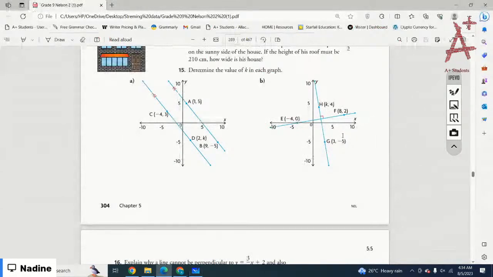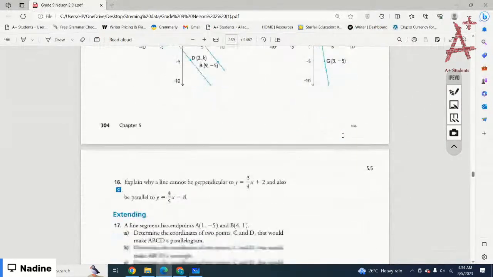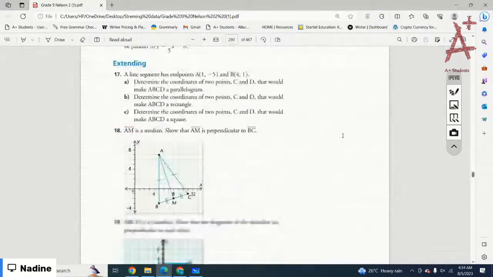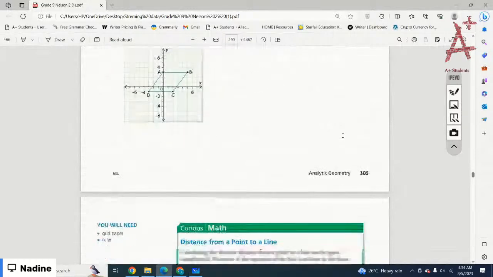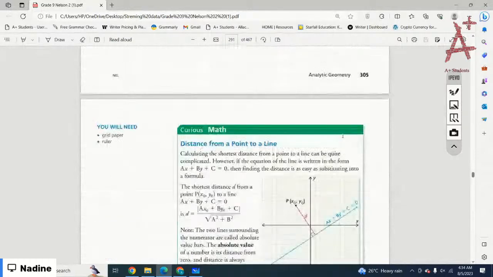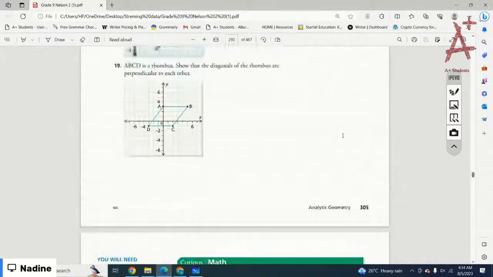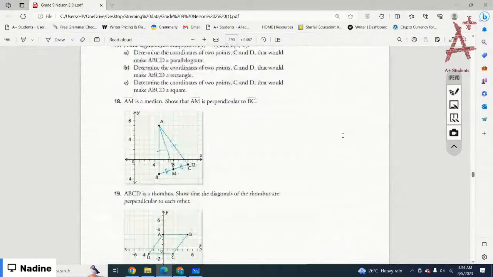Okay, the next one is, let's just do 18. AM is a median. Show that AM is perpendicular to BC.